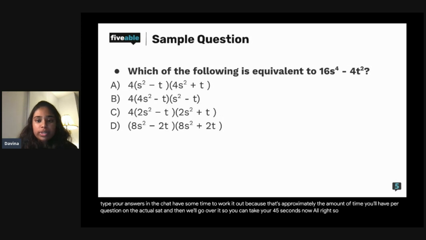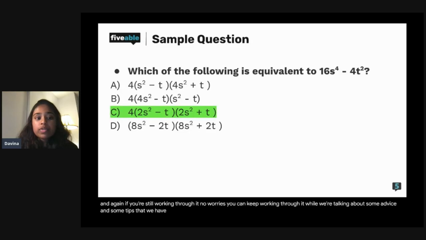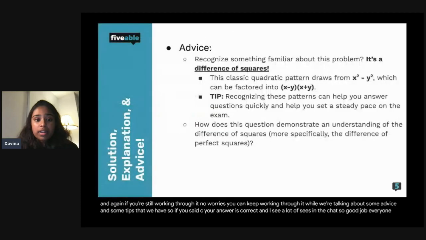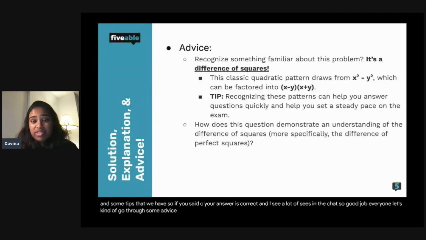All right, so let's jump into the solution. And again, if you're still working through it, no worries. You can keep working through it while we're talking about some advice and some tips that we have. So if you said C, your answer is correct, and I see a lot of C's in the chat, so good job, everyone. Let's go through some advice that we have for this question.